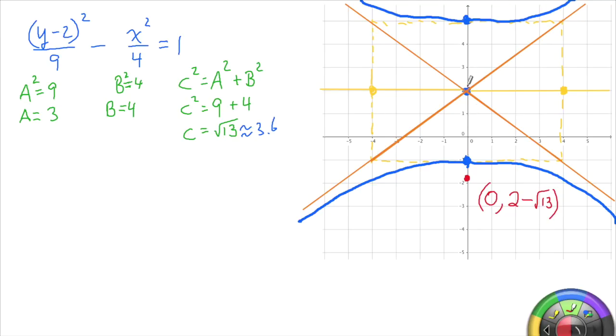And therefore, when we go up, which I'm not going to be able to get it in there, 3.6, yeah, right about there. This coordinate is going to be 0, 2, and I went up square root of 13 from the 2 coordinate. And those would be the precise foci. Call that one F1, call that one F2. It really doesn't matter which one you call which. And that would be the absolute complete graph of this hyperbola.